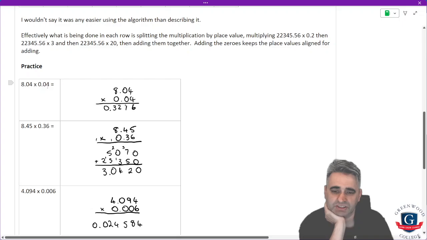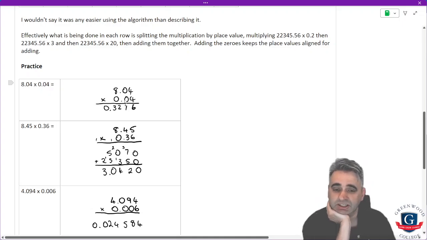8.04 times 0.04. These two digits, these leading digits, we don't have to worry about. They have no value in the sum. 4 fours are 16, carry the 1. 6 zeros are 0, plus 1 is 1. 8 fours are 32. Count the decimal places. 1, 2, 3, 4. 1, 2, 3, 4. That's where the decimal place goes.